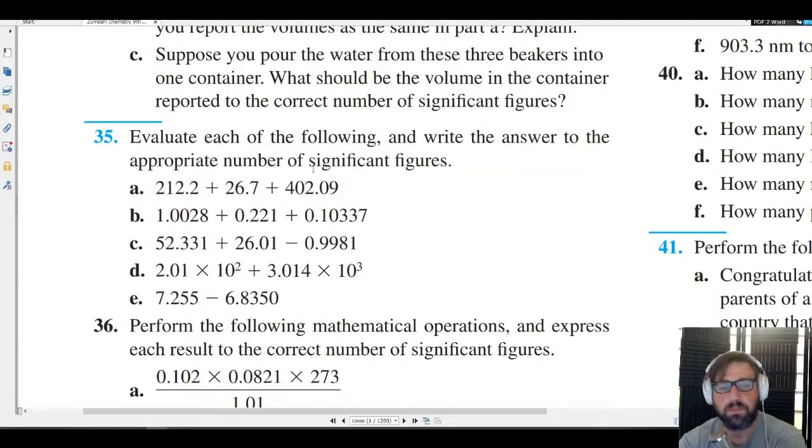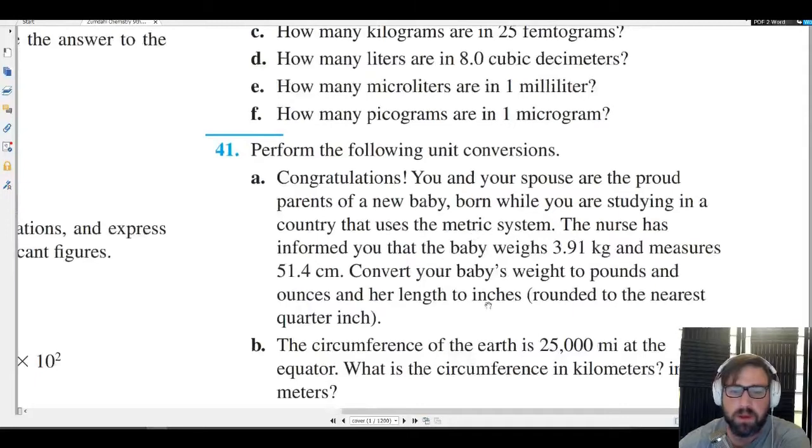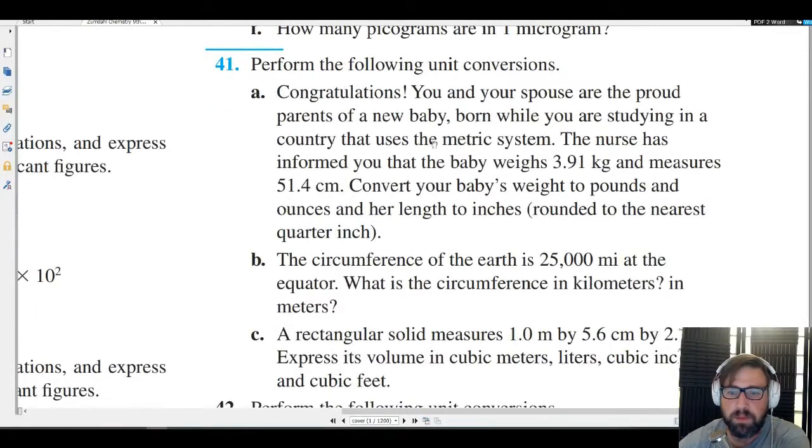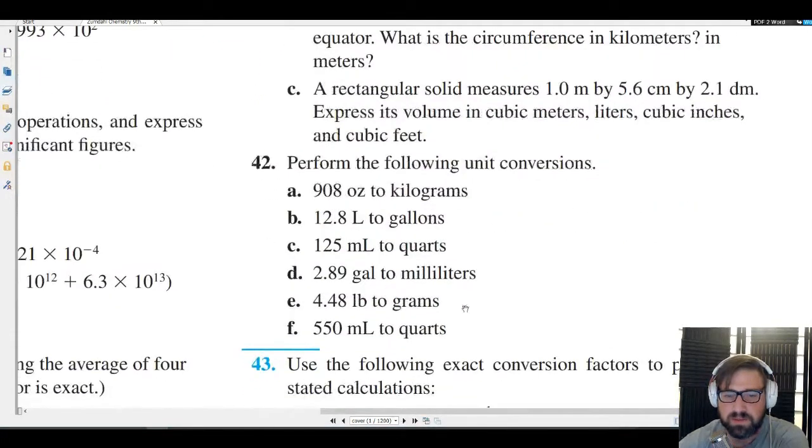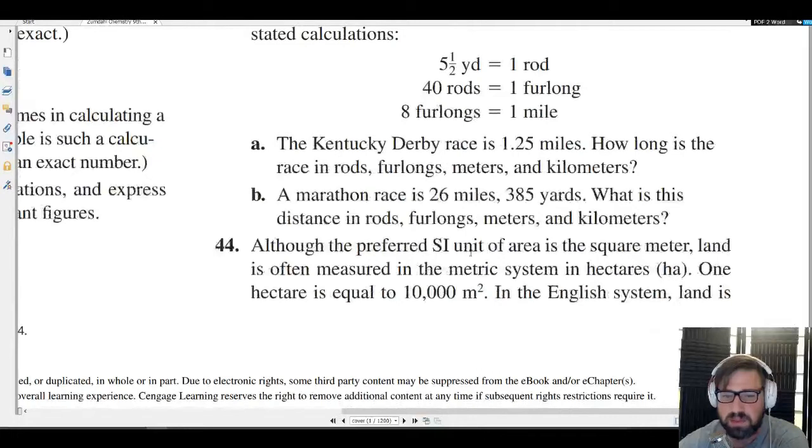Okay. This is just some more math problems. Not super interesting here. We did a baby. The baby was born in a country using the metric system. I wish we used the metric system. It'd make things so much easier. Again, these are all just kind of conversion problems.